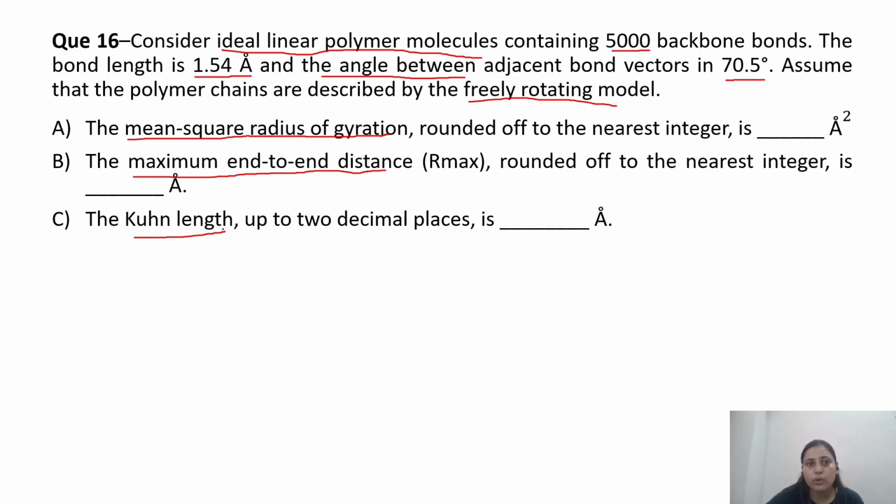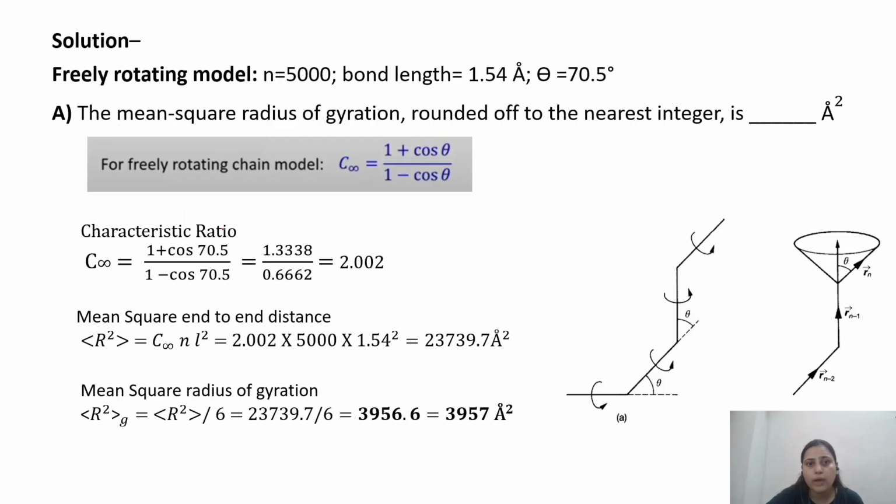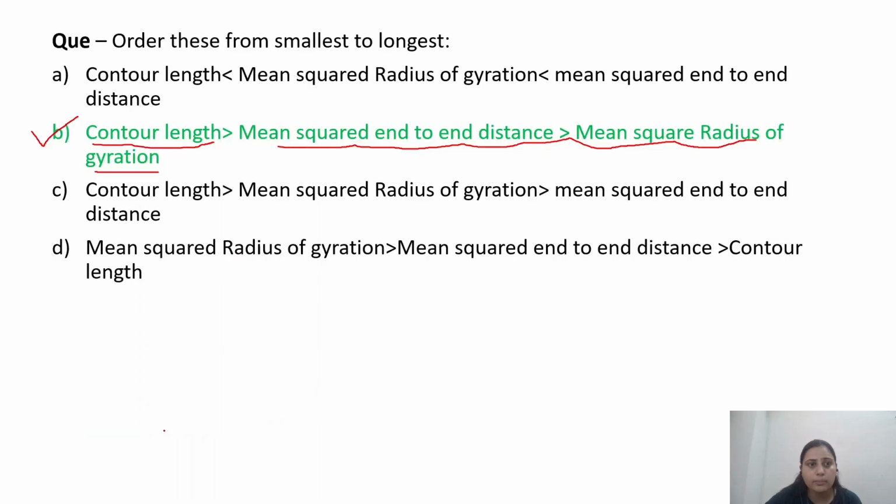So we know the mean square radius of gyration formula already, like in this solution slide we can see that the mean square radius of gyration is equal to the mean square end-to-end distance divided by 6. This formula was also applied in the previous question, which is why the mean square end-to-end distance is greater than the mean square radius of gyration.